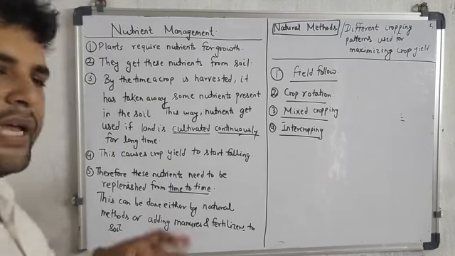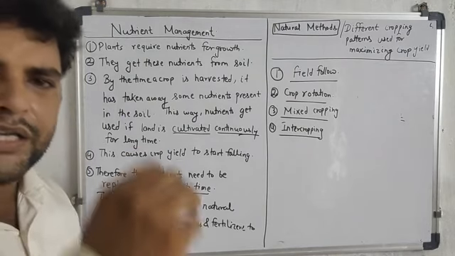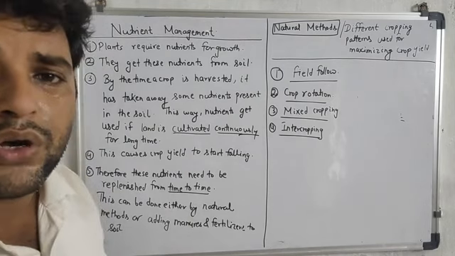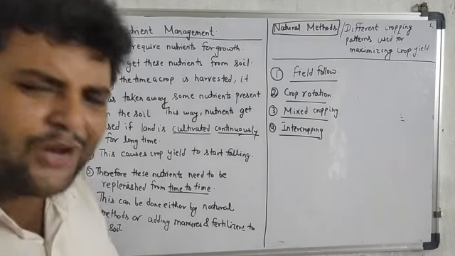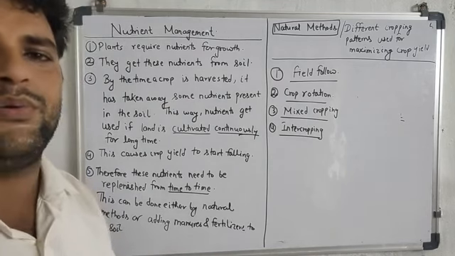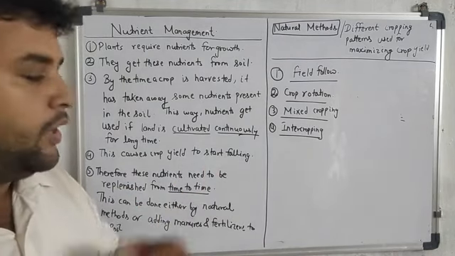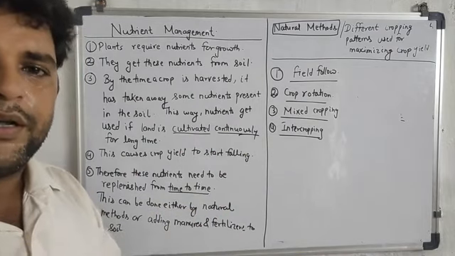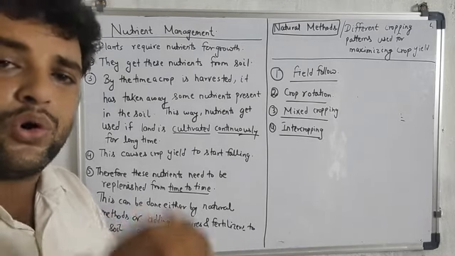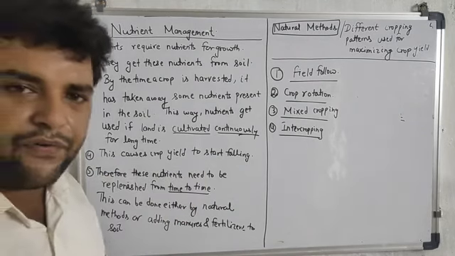As I have discussed at this point, whenever we are cultivating paddy continuously for a long duration of time, there may be depletion of nitrogen. Nitrogen will be depleted from the soil. This means one important nutrient has been depleted. So we have to emphasize how we can replenish or restore these nutrients to the soil. This causes crop yield to start falling.